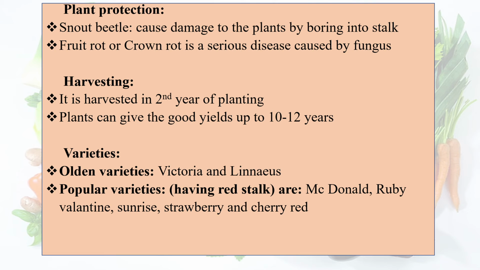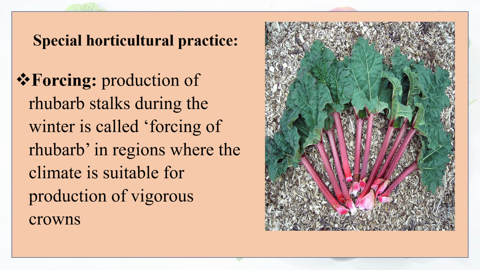Next, coming to varieties, there are two very important old varieties, Victoria and Linnaeus. The other popular varieties having red stalks are McDonald, Ruby, Valentine, Sunrise, Strawberry, and Cherry Red. You can observe these red stalks here. This is one of the good marketing values, and these are used widely.